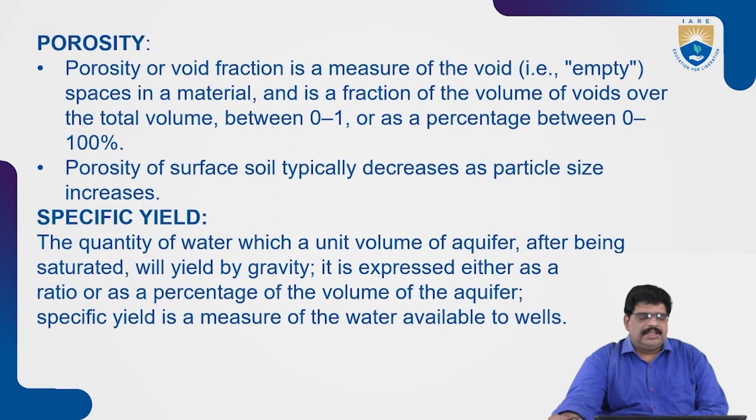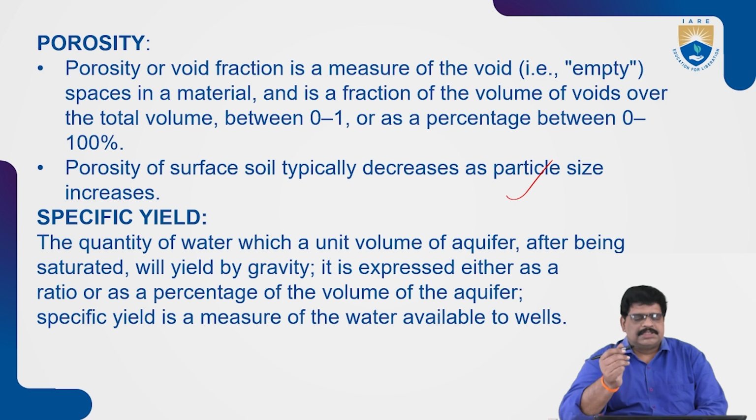The porosity is nothing but the voids between the soil particles, the empty space in the material as a fraction. If it is more, what happens? The water can be absorbed directly and infiltrate to the bottom. It ranges from 0 to 1, that is, between 0 and 100 percent. The porosity of the soil typically decreases with the size of the particles.